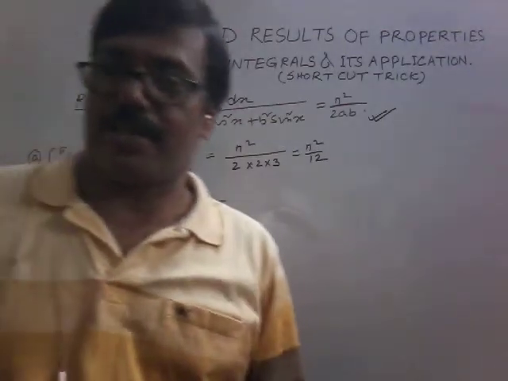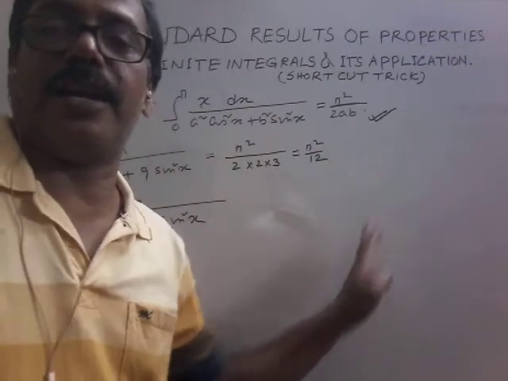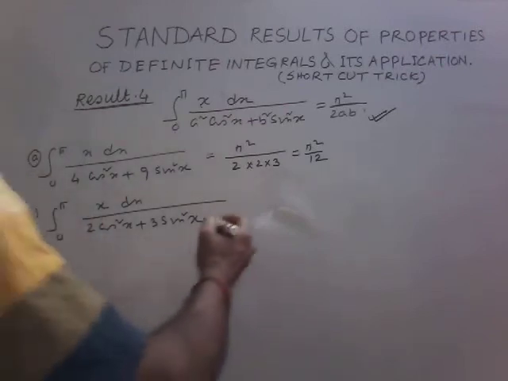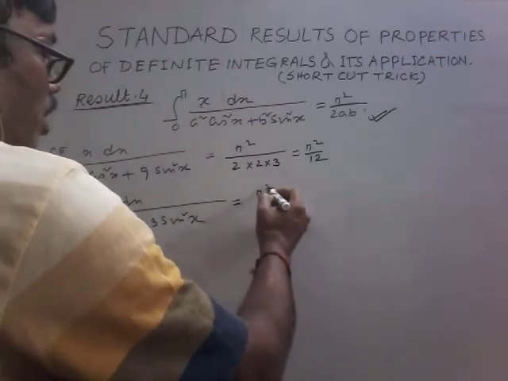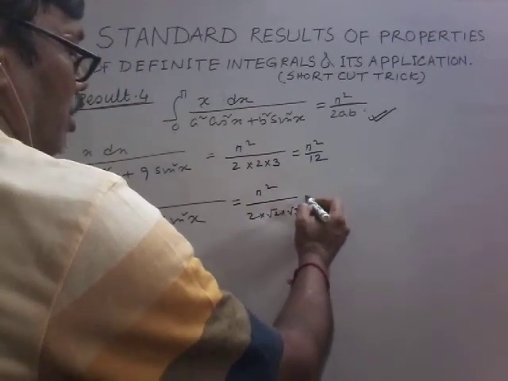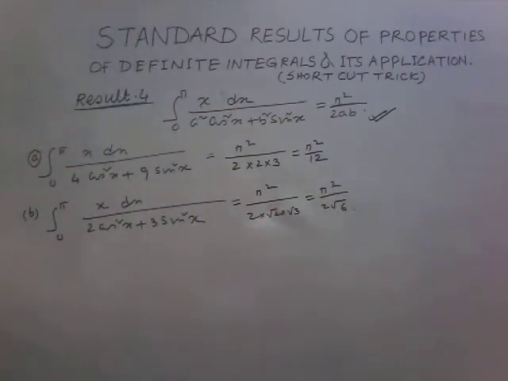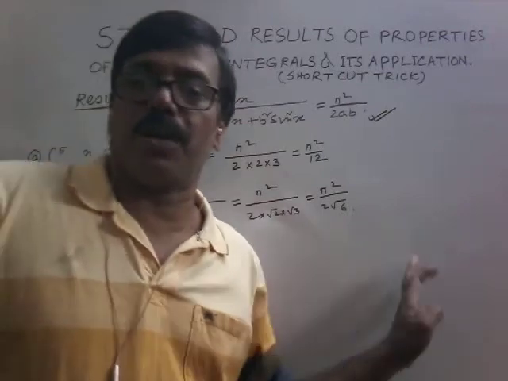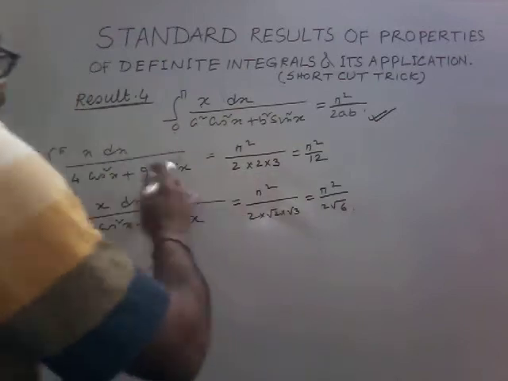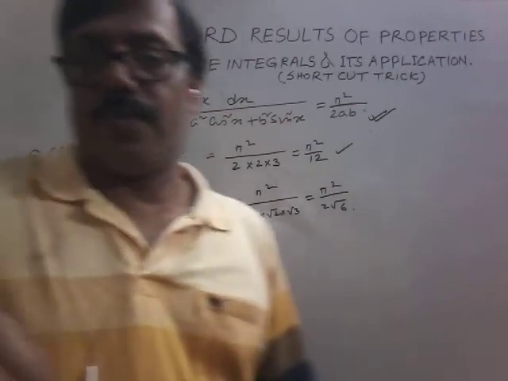This is not magic. You remember only the standard result and its applications. Now look at this one. So this is pi square by 2 into root 2 into root 3, so pi square by 2 root 6. If it is a 4 marks problem and you know this result, you can write the value in a few seconds. Next.